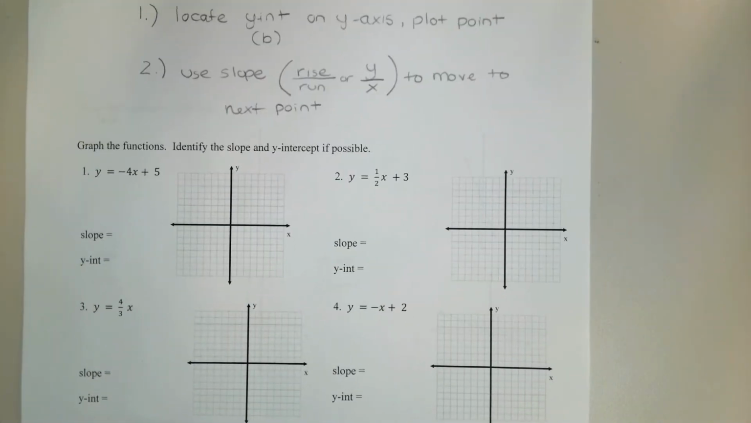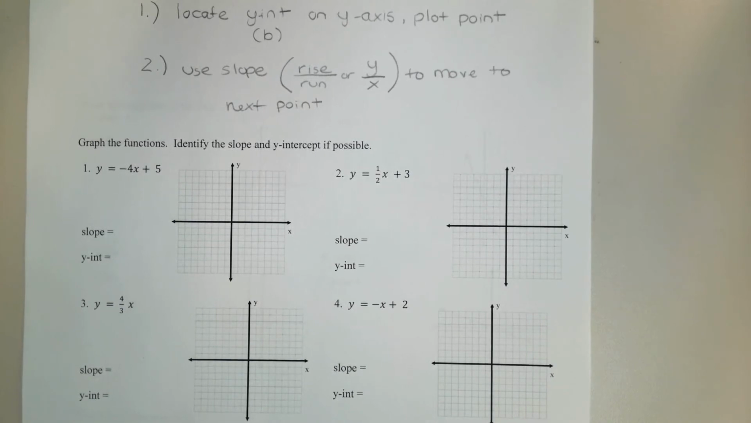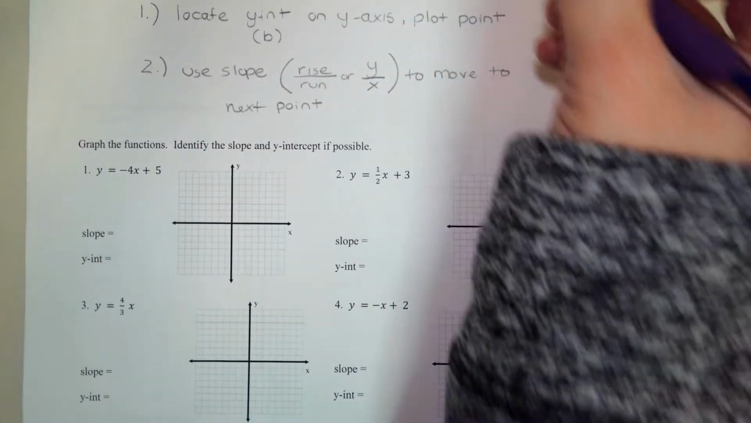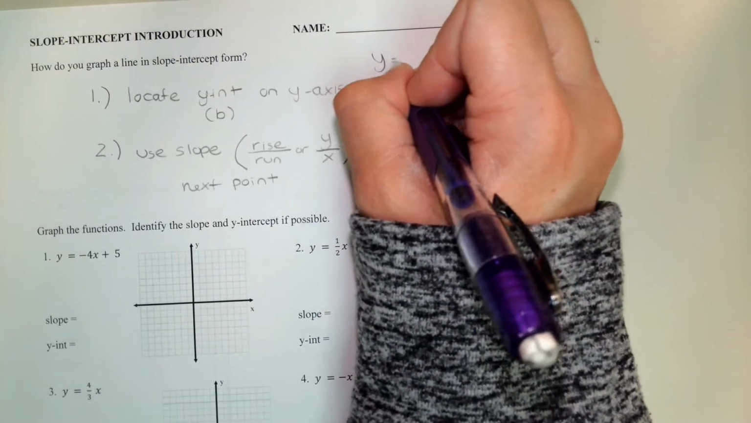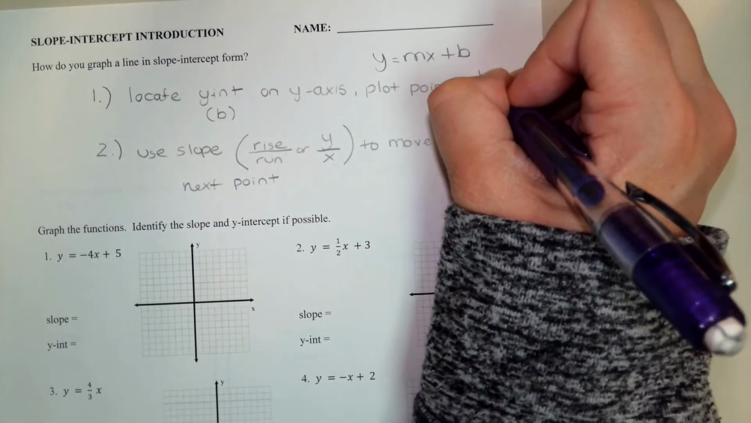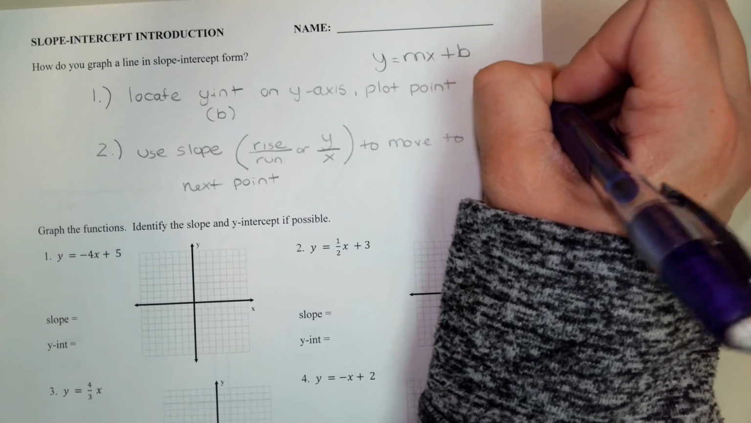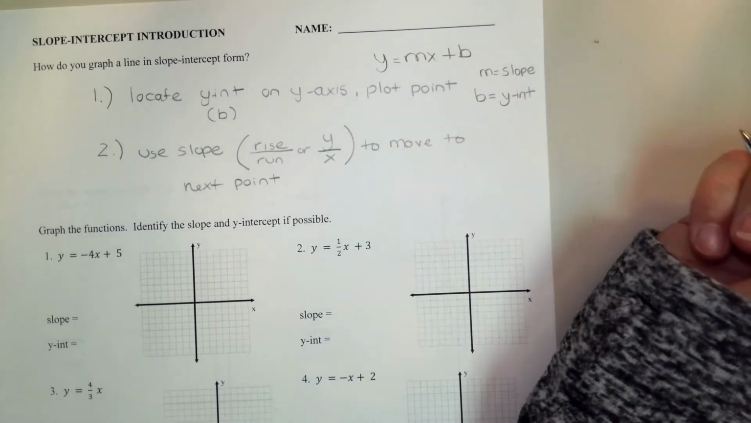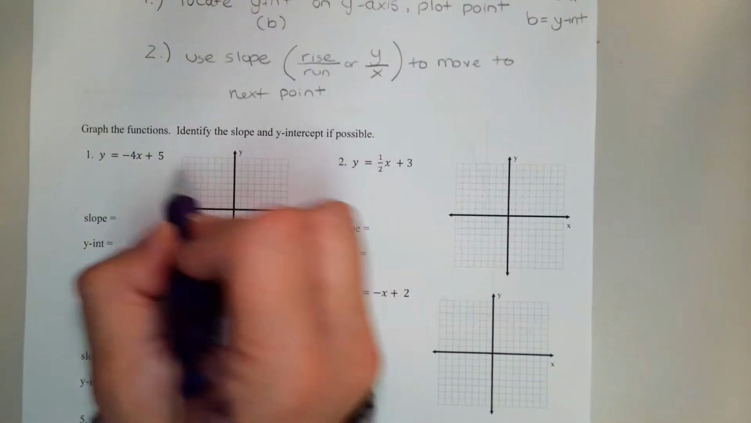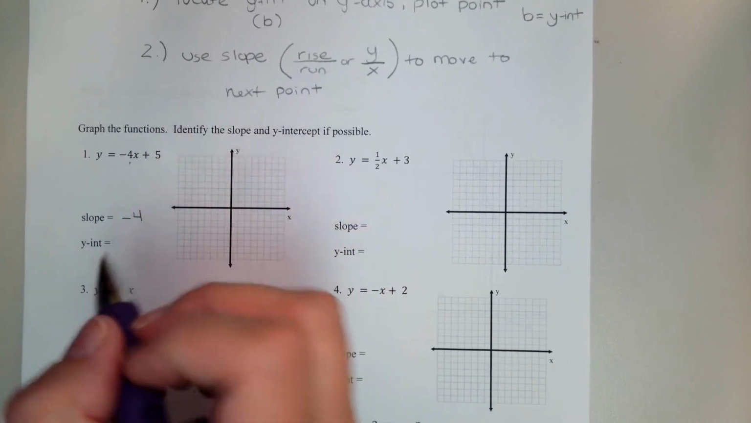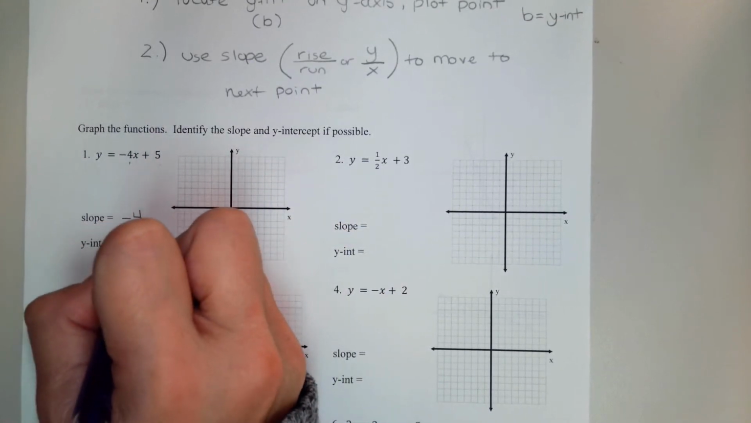So here we go. Starting with identifying the slope and the y-intercept. The slope, if we recall, y equals mx plus b, is slope-intercept form, where m is the slope and b is the y-intercept. So m is the slope, that's a -4. The y-intercept is an ordered pair of 0 and 5.